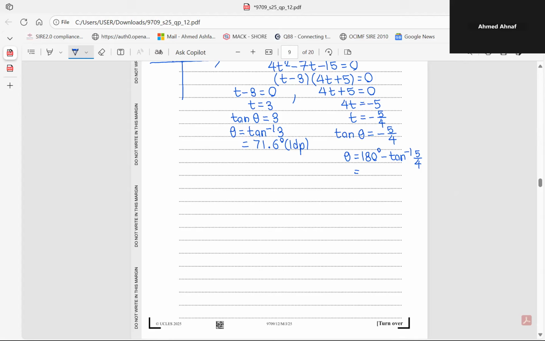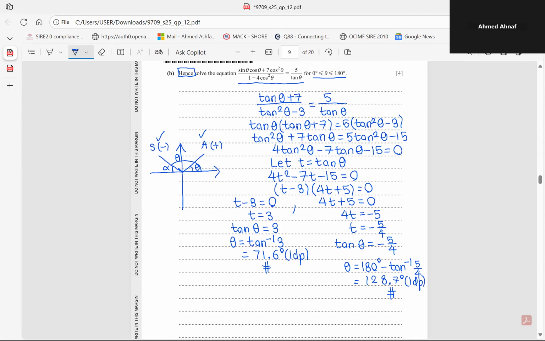You would get 128.7 degrees to 1 decimal place. So this would be our final answer. And answers in degrees should always be given to 1 decimal place. It's stated on the front cover of the question paper. So these are our final answers.